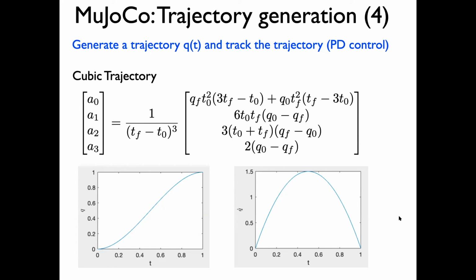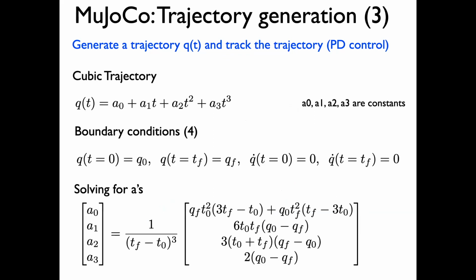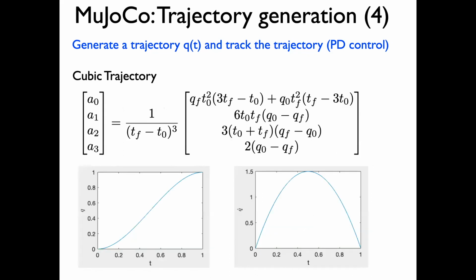But then the issue is that when you take the second derivative of Q, or acceleration, you see that there's a discontinuity at the start and end. So what people usually do is take a fifth order polynomial, which will have not four, but six constants. And those additional two constants come from the fact that you want to impose that the acceleration is zero at the start and end.